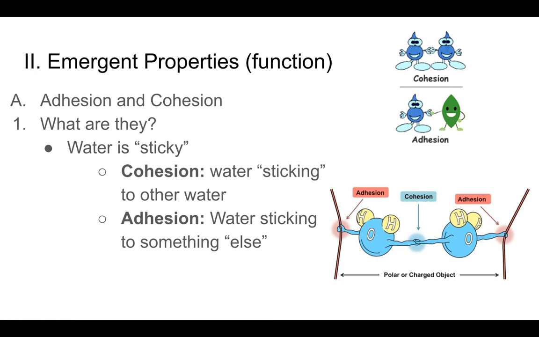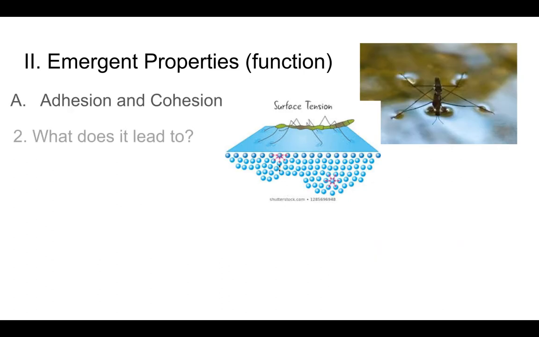So what are adhesion and cohesion? It's the collective property that water is kind of sticky and sticks to a bunch of stuff. If we're talking cohesion, water sticks to neighboring water. If we're talking adhesion, then water sticks to something else. And most times we don't see these operating in isolation. We see them operating together. And so let's talk about what these two properties together can lead to, a couple of natural phenomena.